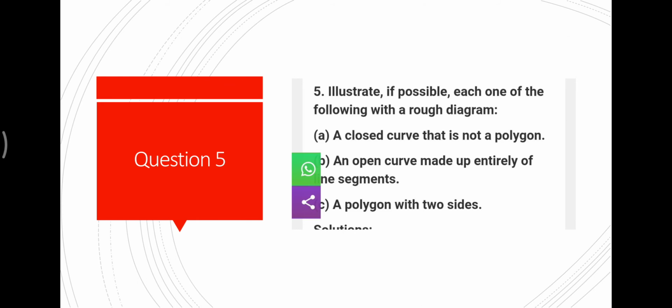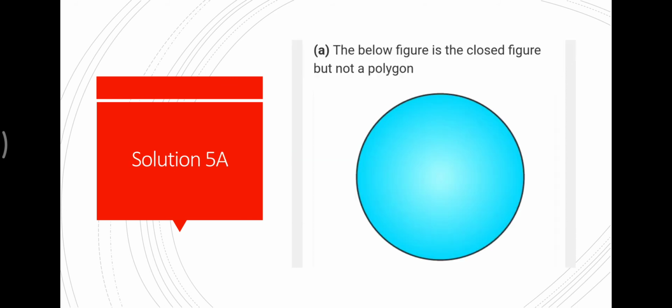Now question number 5. Illustrate, if possible, each one of the following with a rough diagram. It means the conditions are given and you have to make a diagram to show whether it is possible or not. First condition: a closed curve that is not a polygon. Second condition: an open curve made up entirely of line segments. And third is a polygon with two sides.